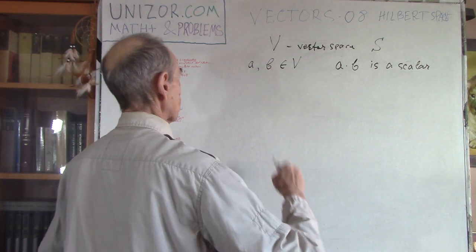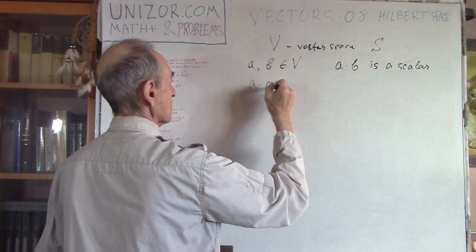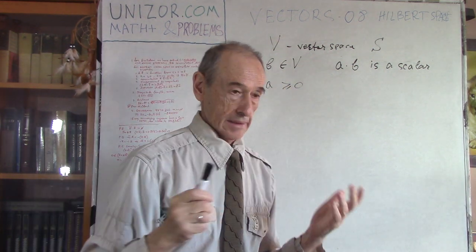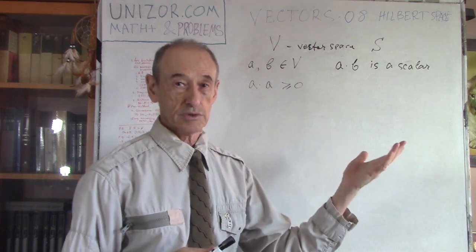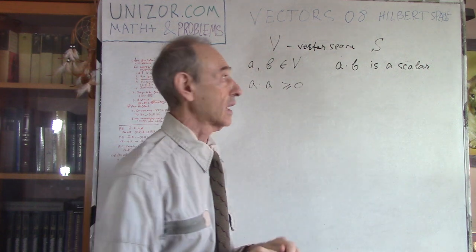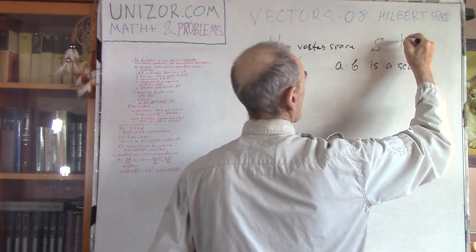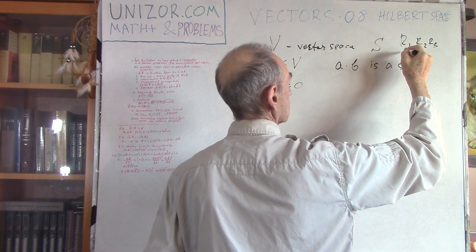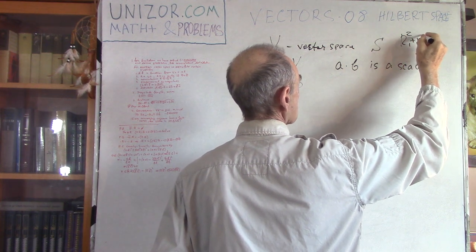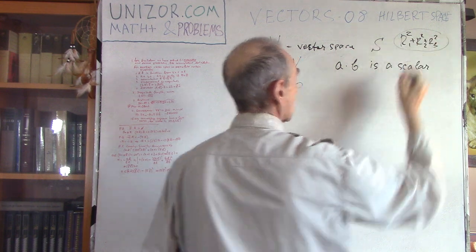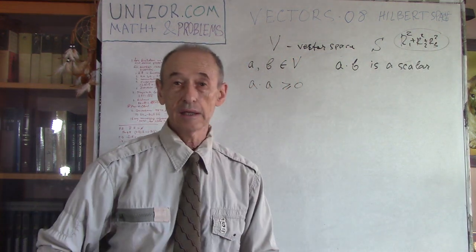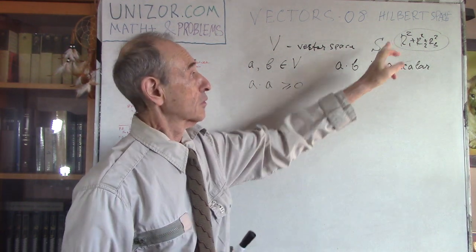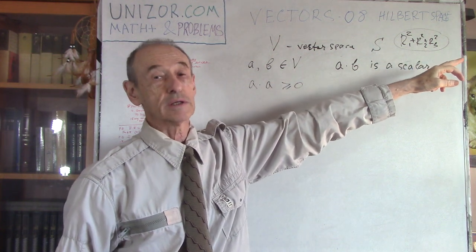All right. So first of all, first property is that A times A is greater than or equal to zero. Again, if you remember, in the three-dimensional case, if I multiply R1, R2, R3 by itself, that product would be R1 square plus R2 square plus R3 square, which is definitely a non-negative number, right? And when is it equal to zero? When all components are equal to zero, so it's a null vector.